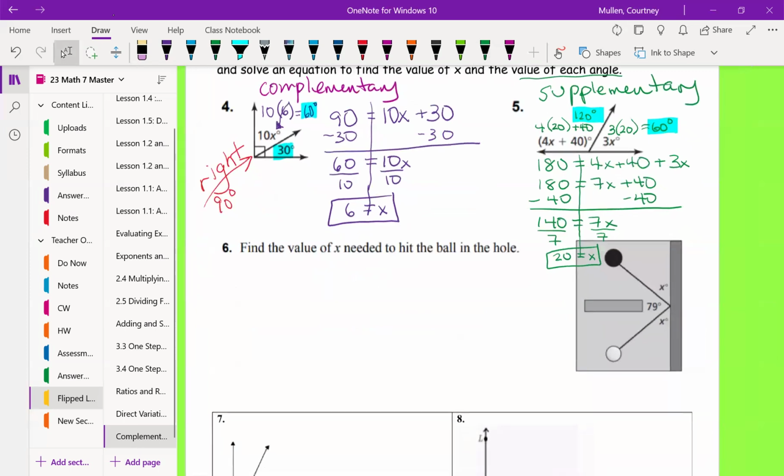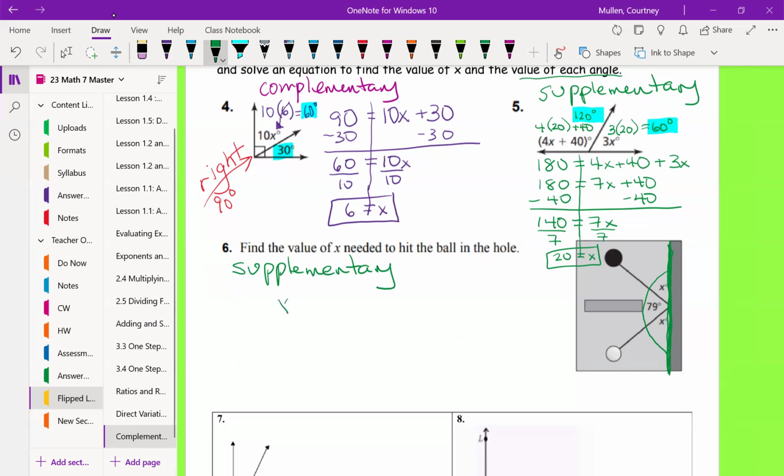Let's take a look at number 6. So number 6 says, find the value of x needed to hit the ball in the hole. This is like going to mini golf where you have to hit the ball around the barriers. So again, if you look closely, we see that there is a barrier right here. Straight line. If we have those angles that fall along the straight line and we can draw that semicircle around them, what type of angles do we have? Supplementary. And we know that the sum of supplementary angles is 180 degrees.